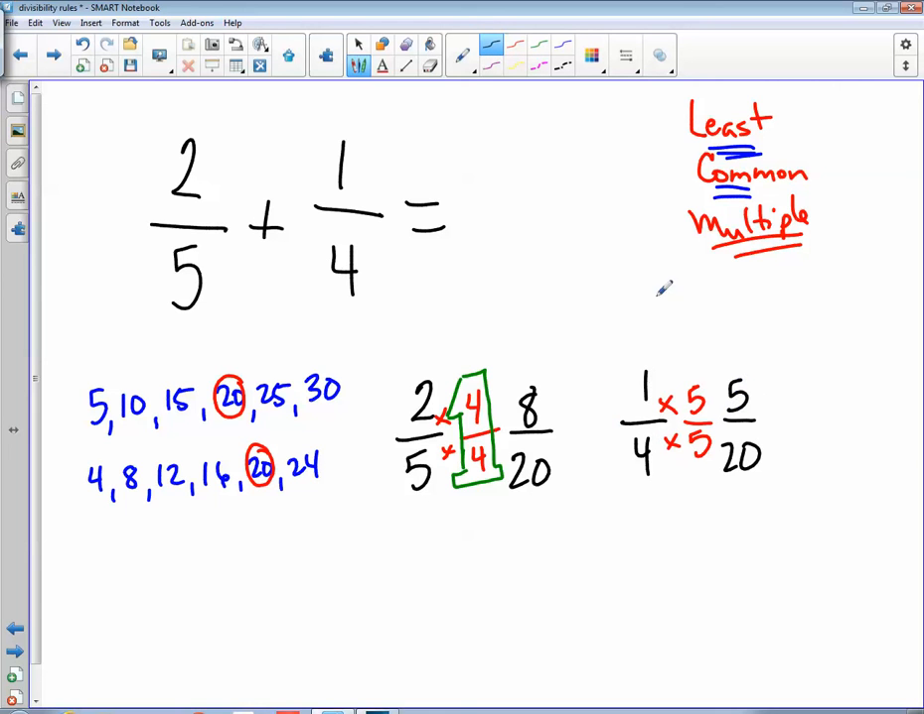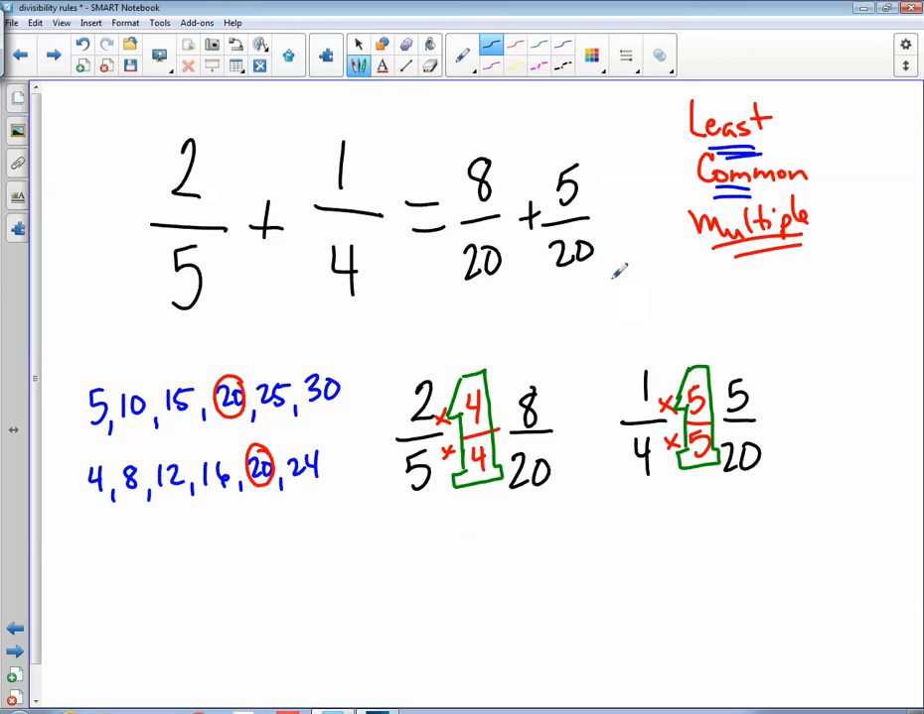Again, I multiply 5 out of 5, that means that I multiply by 1 whole. That means that 1/4 is equivalent to 5 out of 20. So now, instead of using 2/5, I'm going to use 8 out of 20. And instead of using 1/4, or 1 out of 4, I'm going to use 5 out of 20.